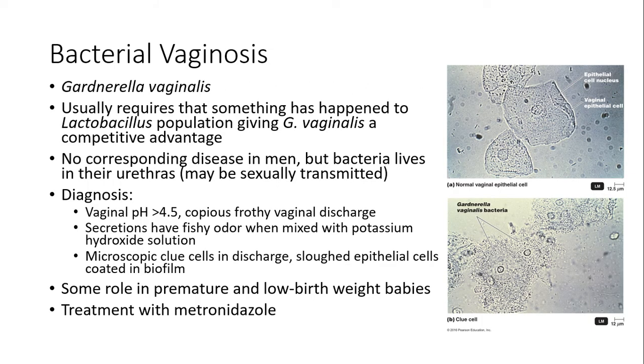Next, we're going to move on to bacterial vaginosis. This is not a yeast infection, which is what you were probably thinking of when you saw this. No, this is caused by an organism called Gardnerella vaginalis. This is usually going to be an opportunist, so it's going to require that something happened to the lactobacillus population, which is going to give Gardnerella a competitive advantage. So when that pH range increases, normally it's about 4.5, but let's say it gets up to 6 or 7. Well, those are ideal conditions for Gardnerella.